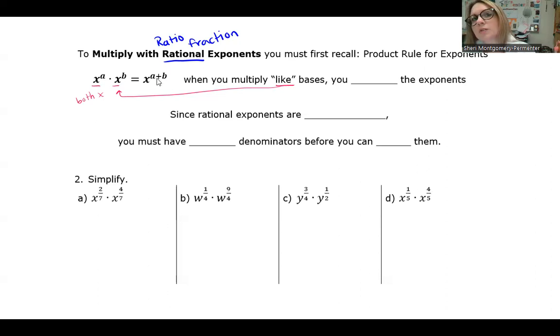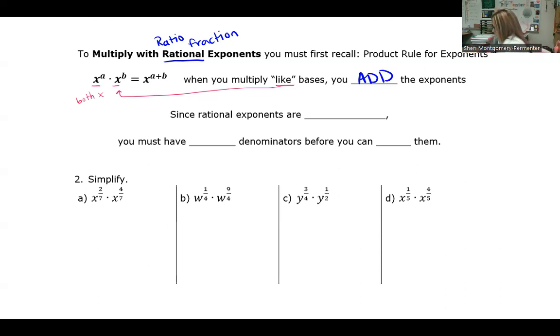When you multiply like bases, 2 things that are the same, what are you doing to the exponents? I show you right here. What are you doing? Adding them. So it says that if I have something to 1 power and I'm multiplying it by the same thing to a different power, it could be the same power as well, I add the exponents together. So you add exponents. When you multiply, you add exponents.